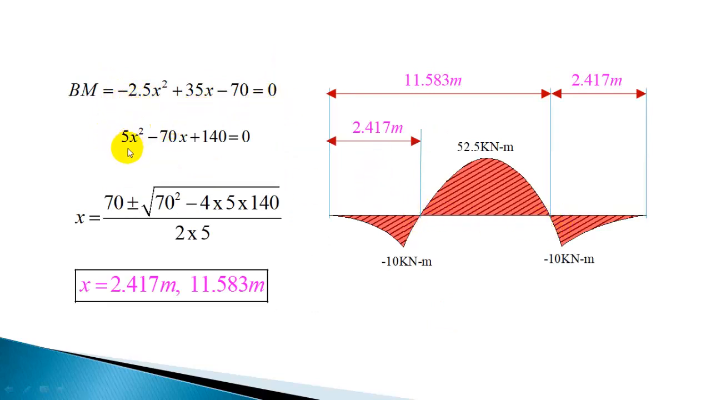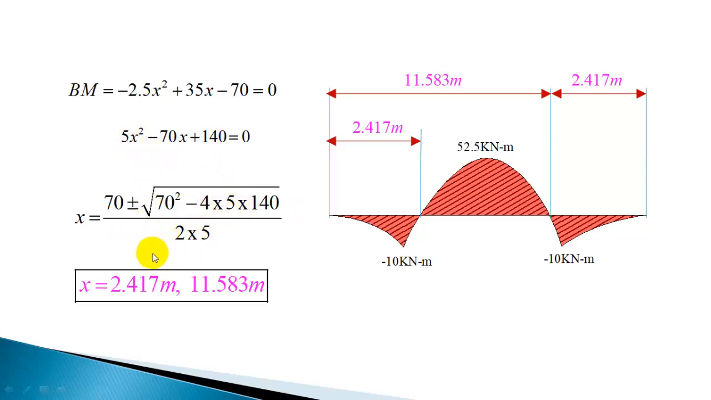You can multiply then by minus 2, that will make it plus 5x square minus 70x plus 140 is equal to 0. Then you can solve for x using the equations. Solution for the quadratic equation is minus b plus or minus root of b square minus 4ac whole divided by 2a. So substituting b is minus 70. So minus b means plus 70 plus or minus root of 70 square minus 4 into a into c, okay, divided by 2 into a.